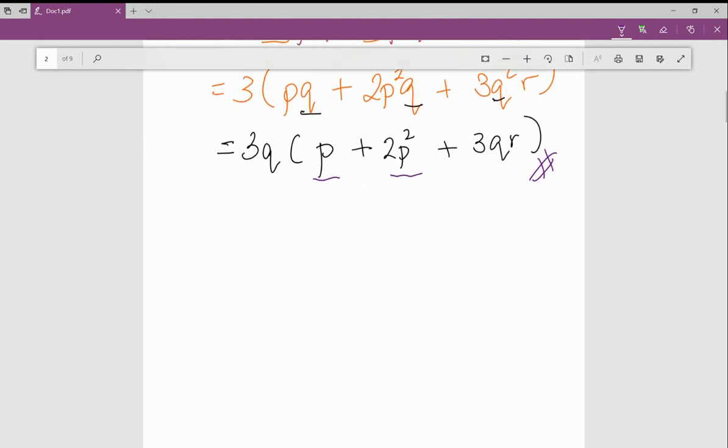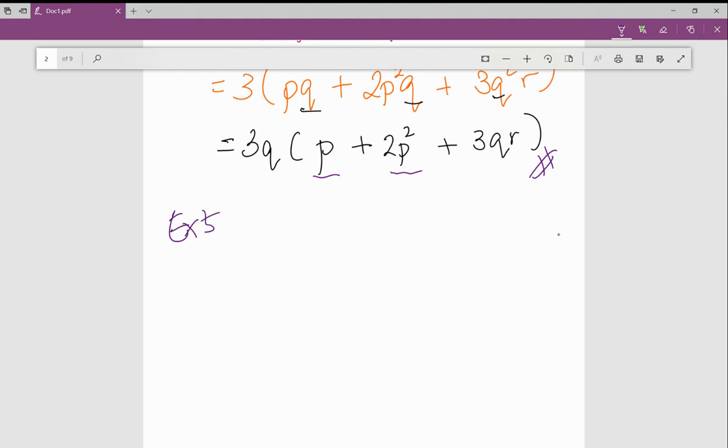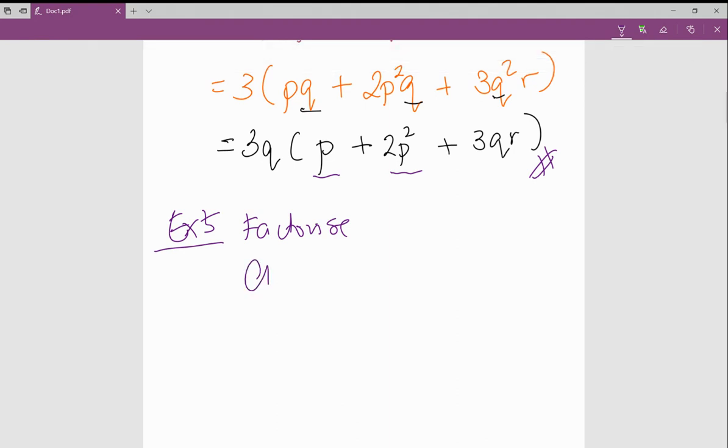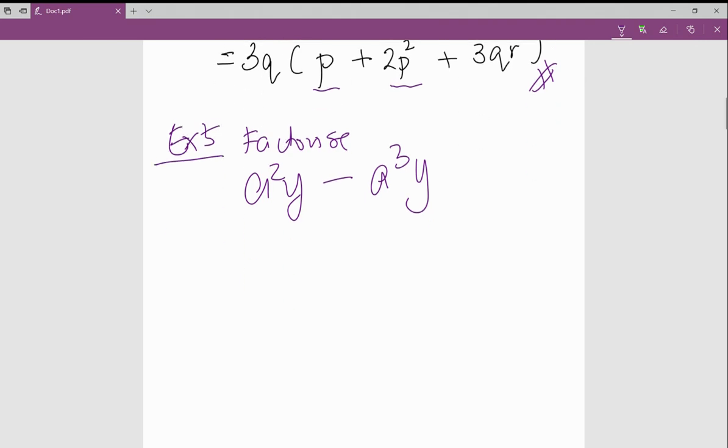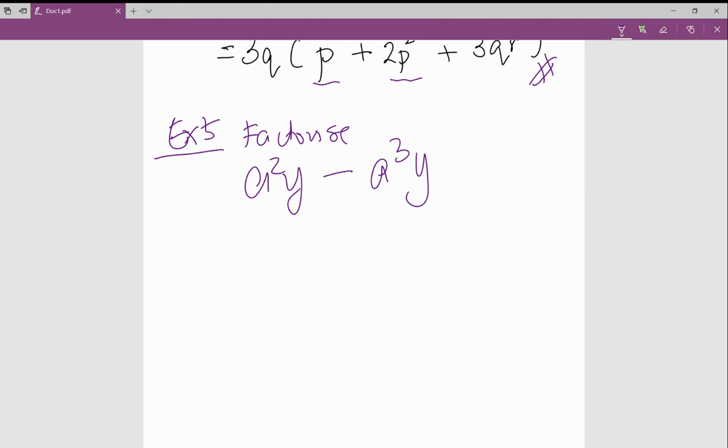Okay? Now this is what I want you to do. I'm going to give you some time. Take out your self-practice book and try this question. Okay? Factorize a squared y minus a cubed y. Can you try factorizing this? If you want, you can pause while you're doing this.